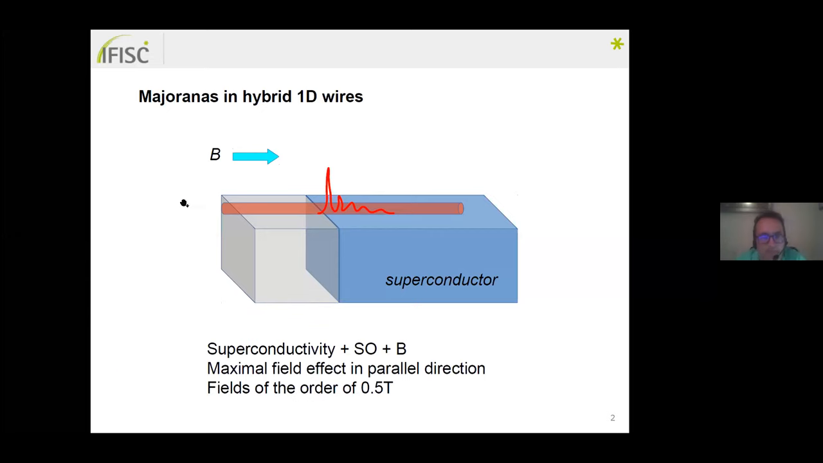It is well known that the combination of superconductivity, spin orbit interaction, and magnetic field can lead to the formation of Majorana states in one-dimensional wires. I emphasize here the one-dimensional character of the wires, as shown in this scheme, where the transverse dimension is rather small, so there are very few propagating modes along the wire, and the Majorana states are formed at the edge in contact with a superconductor. In this type of geometry, the maximal field effect occurs when the field is in parallel direction to the wire. And the required fields are usually of the order of a fraction of a Tesla, or half a Tesla.